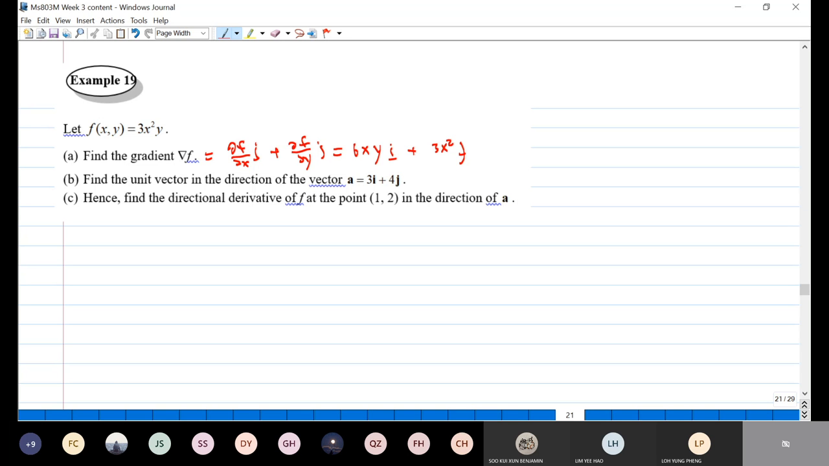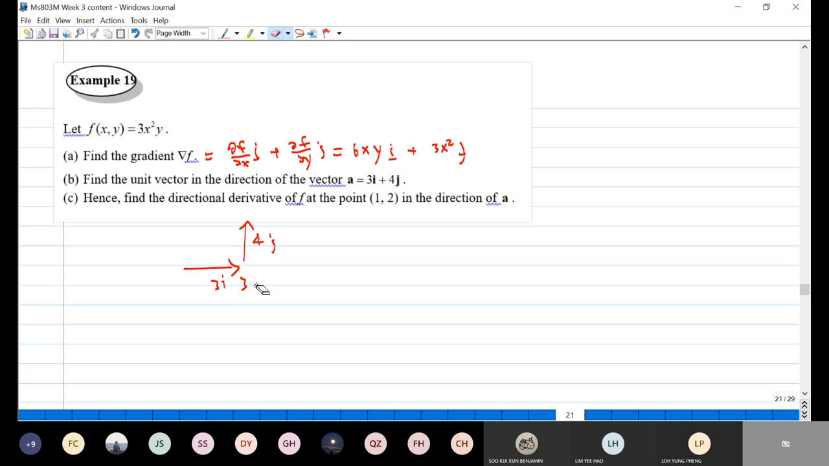Gradient function. Find a unit vector in the direction of a. Okay, what is the unit vector in direction a? A is 3 along the i direction, 4 along the j direction, right? 4j, 3i.